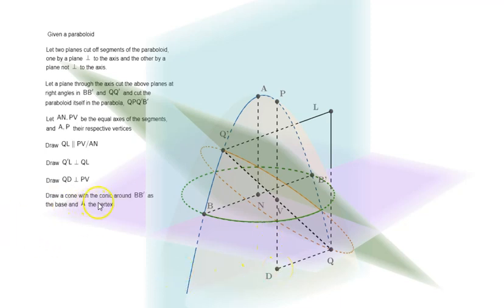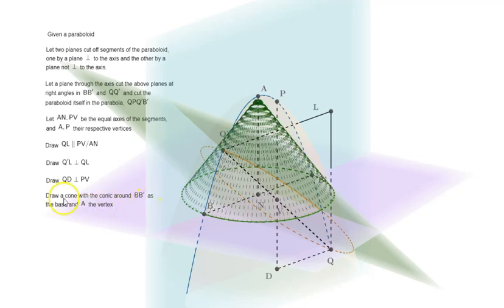Now draw a cone with the conic around BB prime as the base and A the vertex. A is the vertex, and the intersection of this plane with this plane is the conic, which is the base of this cone. Again, draw a cone with the conic around QQ prime as the base and P as the vertex. Okay, so we have these two cones. Now that you have seen this cone, let me remove it. As and when required, we will bring it back because it hides a lot of things behind it.